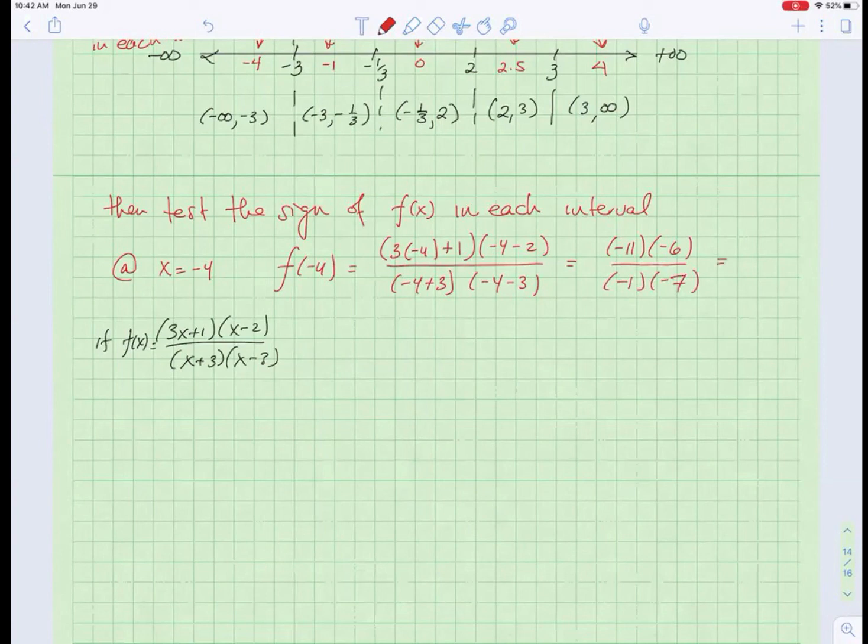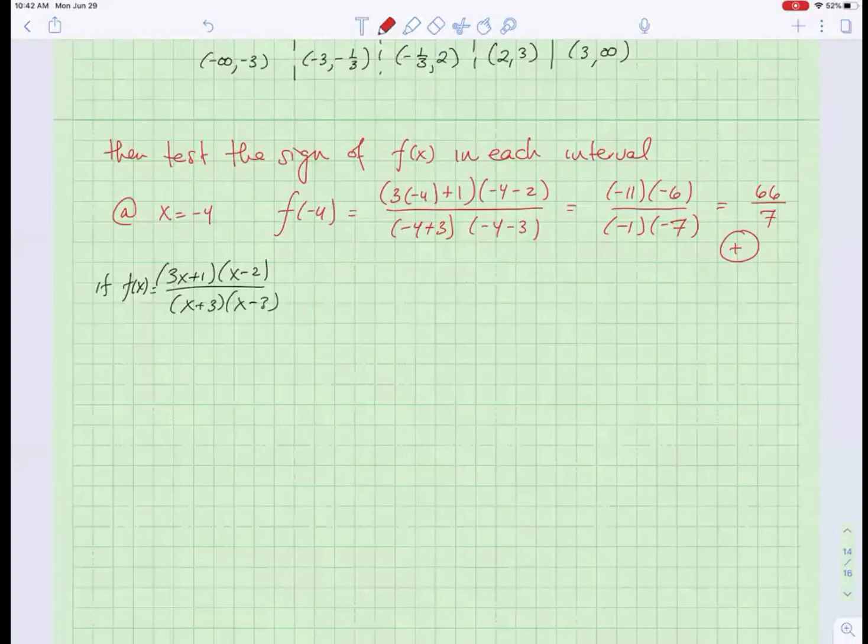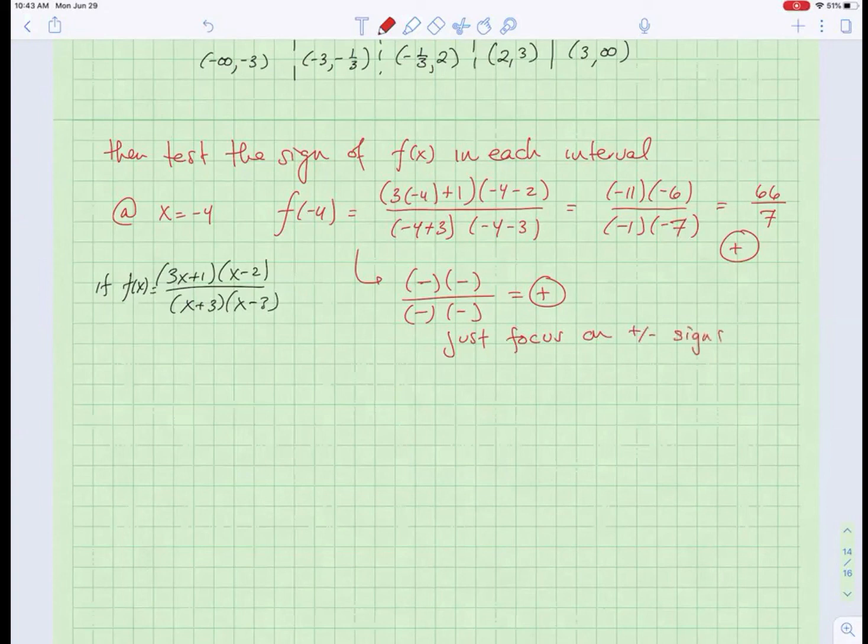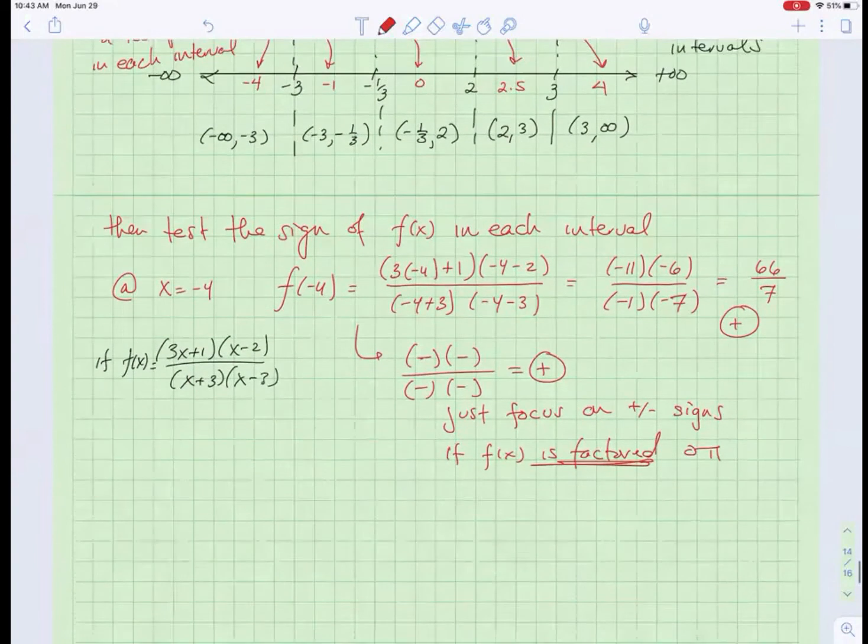And if you want, you can go through the motions here. This is 66 over 7, which is positive. But really, you don't need to do all that arithmetic. You really just need to focus on the fact that this is negative times negative over negative times negative, which overall is positive. So we can just focus on the plus minus signs if f of x is factored. That's key there. If this isn't factored, you can't necessarily use this technique, and then you've got to simplify the algebra. But this was positive 66 over 7.